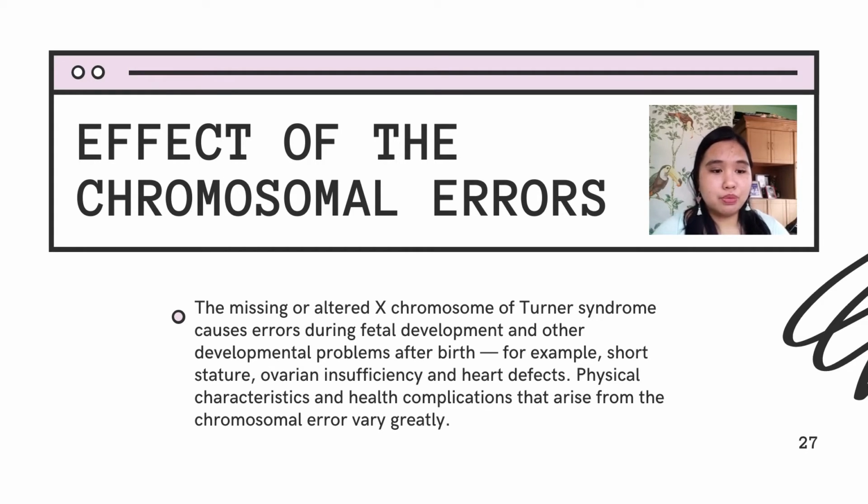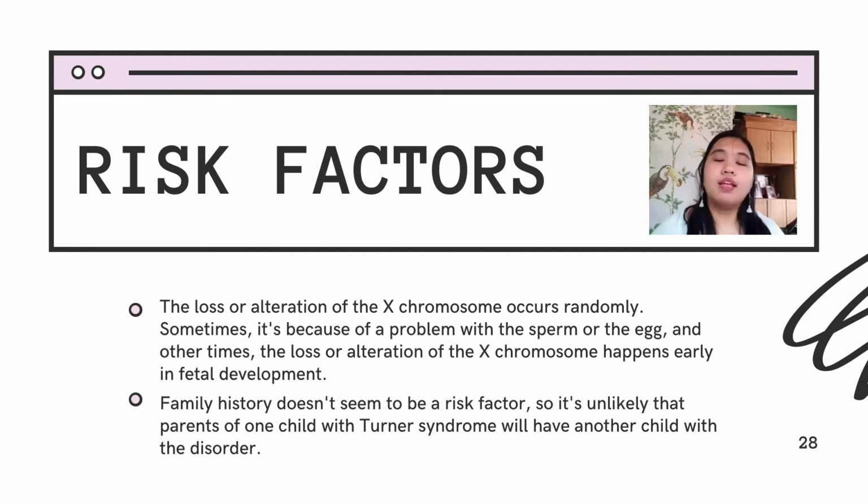The missing or altered X chromosome of Turner syndrome causes errors during fetal development and other developmental problems after birth. For example, short stature, ovarian insufficiency, and heart defects. Physical characteristics and health complications that arise from the chromosomal error vary greatly.